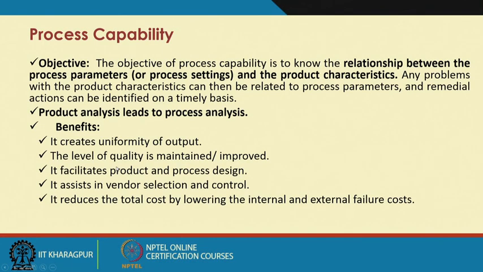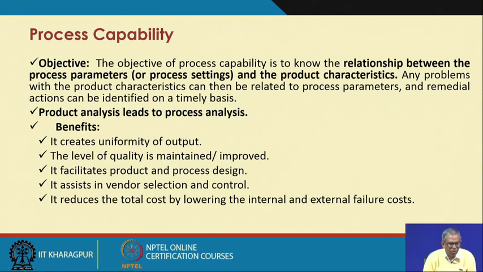Now, what are the benefits? There are many kinds of benefits you may have through process analysis. It creates uniformity of output. That is the first thing. As I have been telling you, any exercise on quality is essentially an exercise on consistency or the uniformity of output. The level of quality is maintained or improved. That means it's the ability to meet the specifications. So obviously it is expected that through process capability, the level of quality you can maintain, or even in many cases as a quality improvement exercise, you might say that the level of quality can be improved.